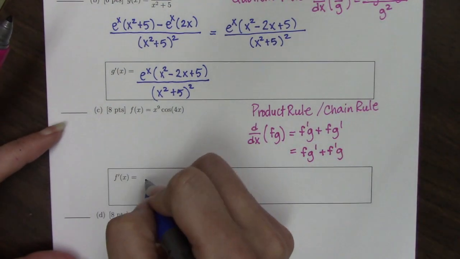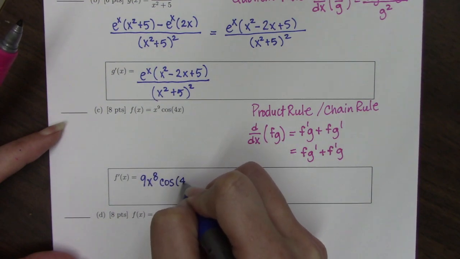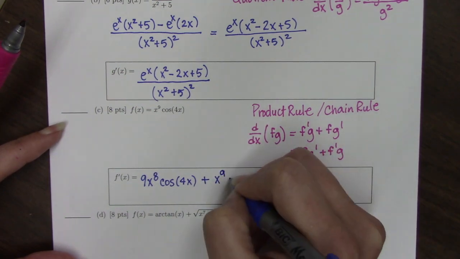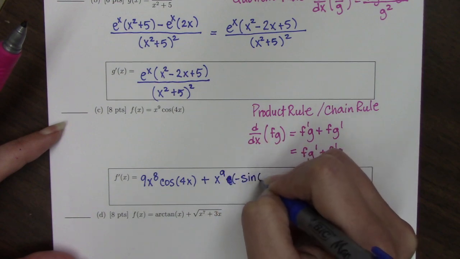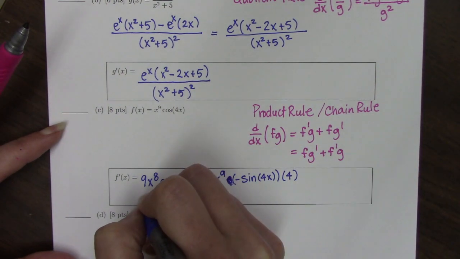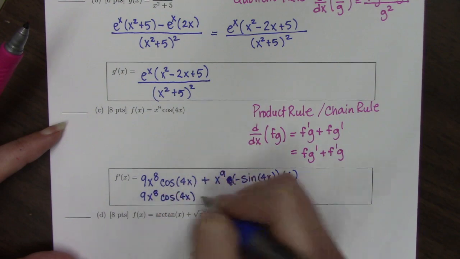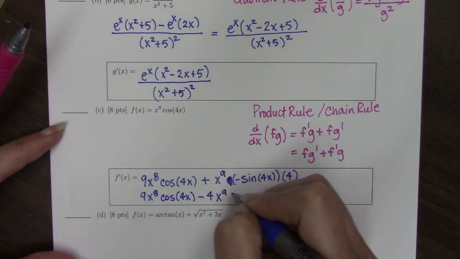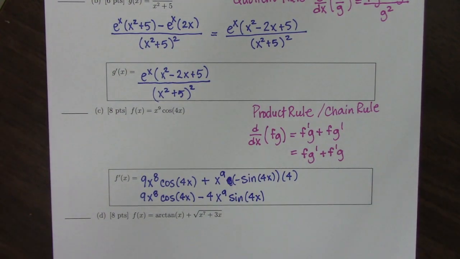So the derivative of the first piece is 9x to the 8th times the second, which is cosine 4x, plus the first term times the derivative of the second, which is negative sine of 4x times 4. So if I just clean that up ever so slightly, I'm going to move the negative sign out front. I'm going to bring the 4 out front. And this is my final answer.